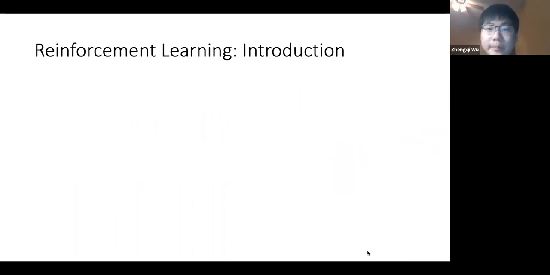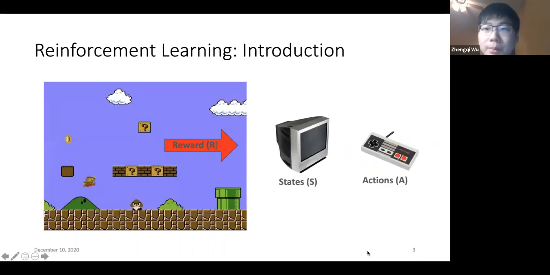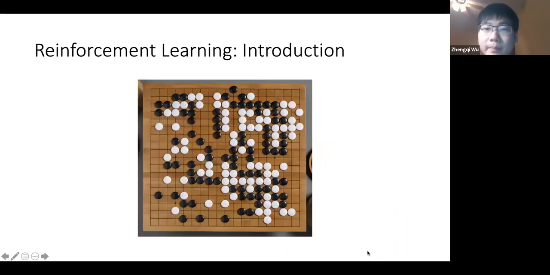Next, please. So in this Super Mario game, the left picture is a game. So that's a state, the state of the game. And the action is that you can control Super Mario to move left or right or jump. So that's the action. And the reward is that there's a score for the game. Like when Super Mario reaches some specific point, the score will be higher. So that's a reward.